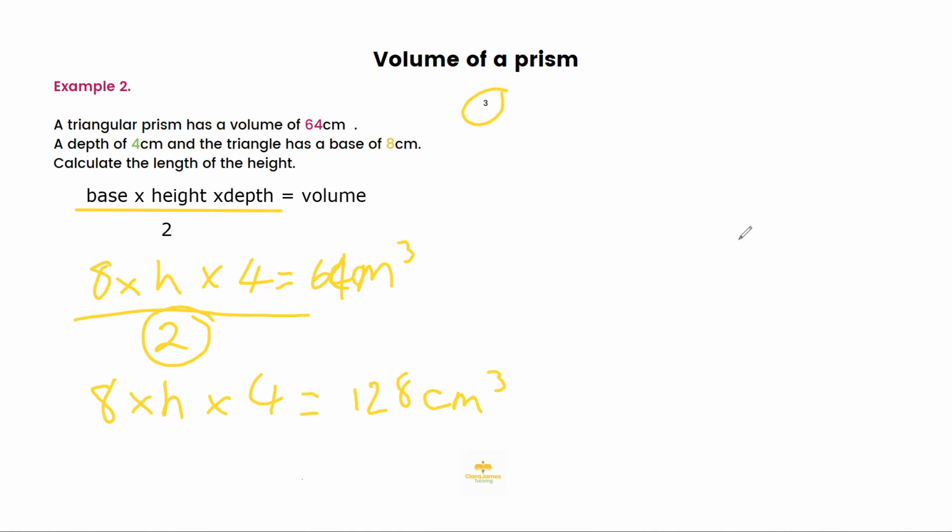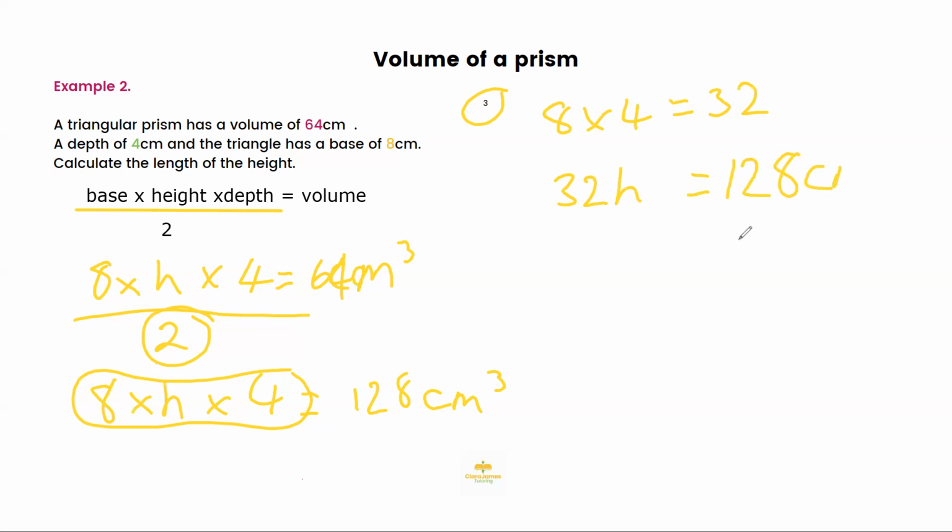Next, what I would do is simplify this side. So I'd work out 8 times 4, which equals 32. So now I've got 32 times the height equals 128. If I once again divide both sides by 32, I'm left with just the h on this side, because that would get rid of that.